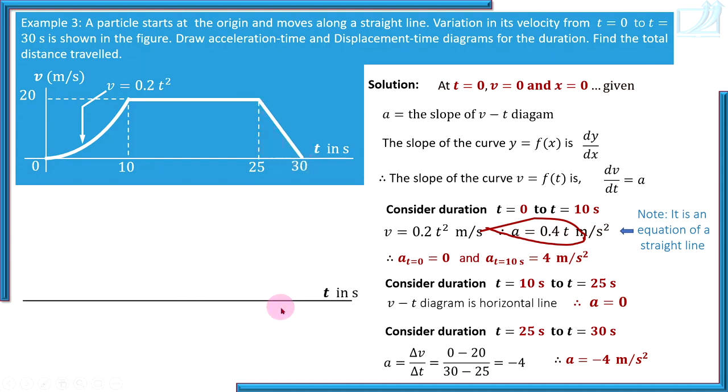And now let's draw AT diagram. Along x-axis, it's time in seconds. Along y-axis, it is acceleration. And check here. First, we'll insert these instants 10, 25 and 30.